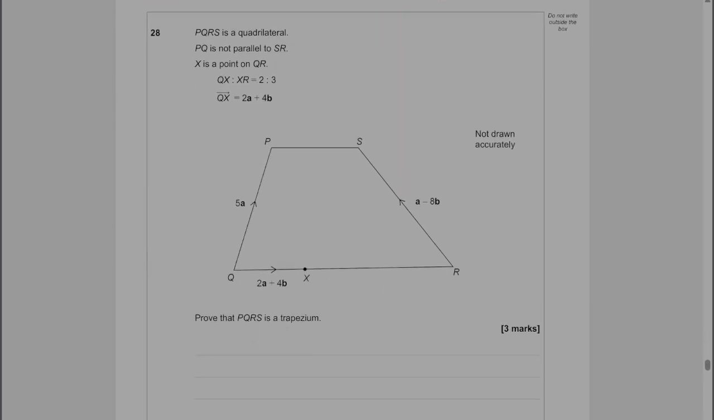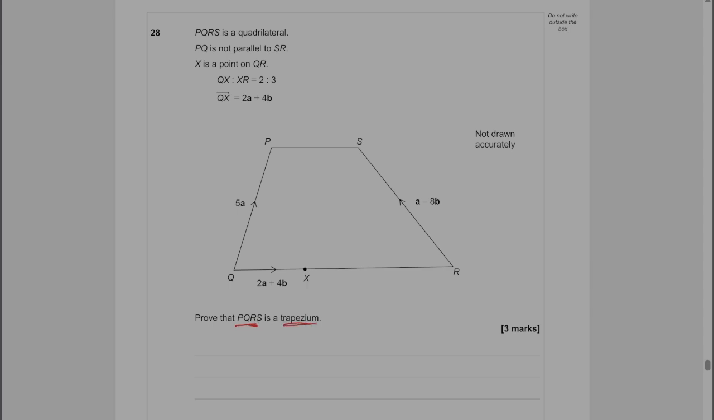Okay, question 28. PQRS is a quadrilateral. PQ is not parallel to SR. X is a point on the QR. QX to XR is in the ratio of 2 to 3. OX is 2A plus 4B. Prove that this is a trapezium.